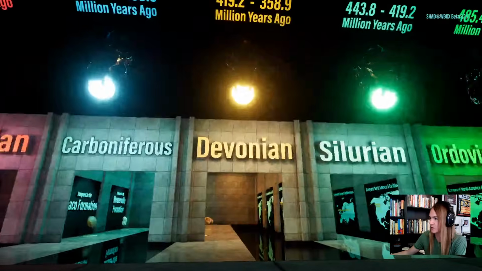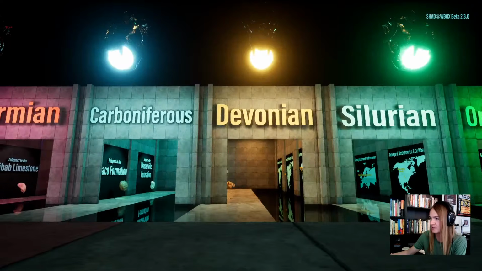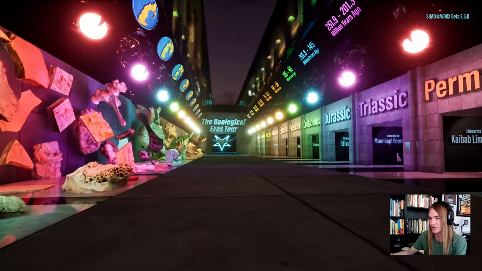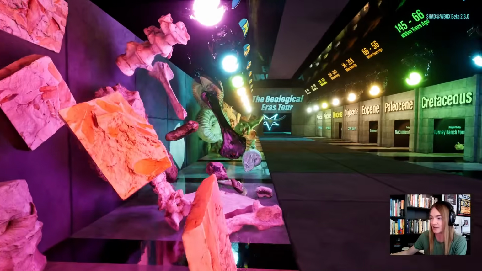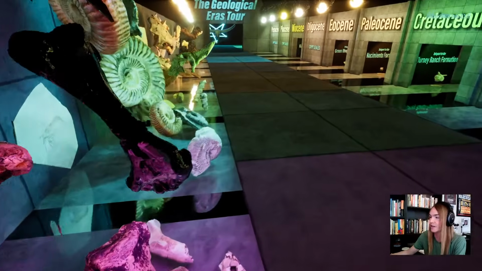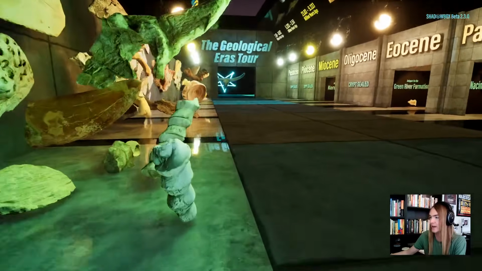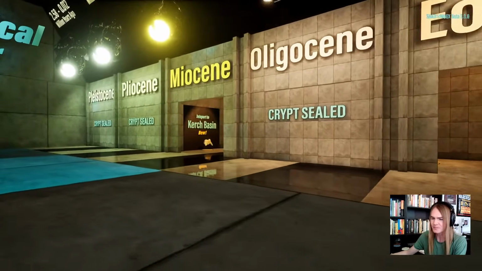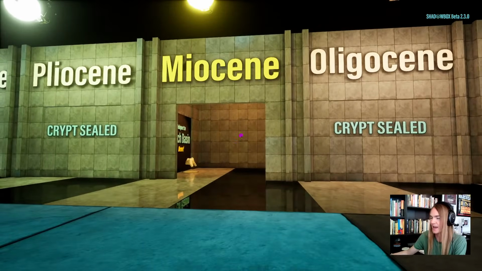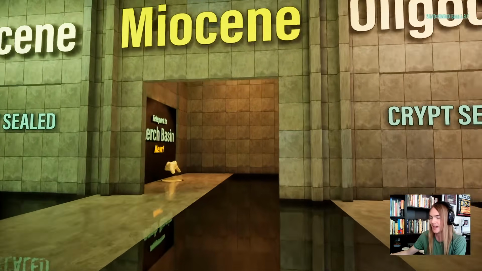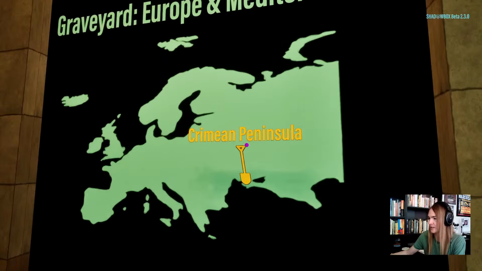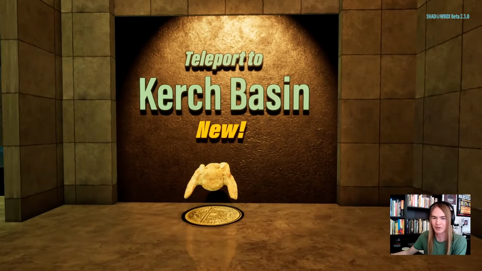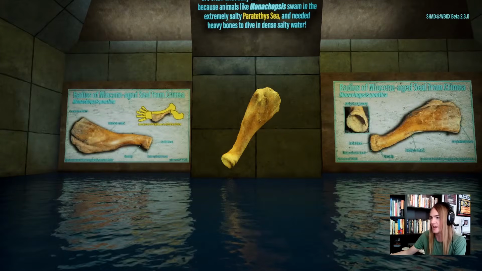So we've done 3 of our 4. We've done the Ordovician, we've done the Silurian, we've done the Devonian. The 4th and final new exhibit on display here in SHADOWBOX, and this latest, again, free. You can play this for free on Windows right now. The latest free exhibit that I've released is way younger. It's only about 10 million years old, and it is the first exhibit open in the Miocene crypt. And it is based in the Crimean Peninsula here in Eastern Europe in the Kerch Basin. So let's go ahead and jump into that.